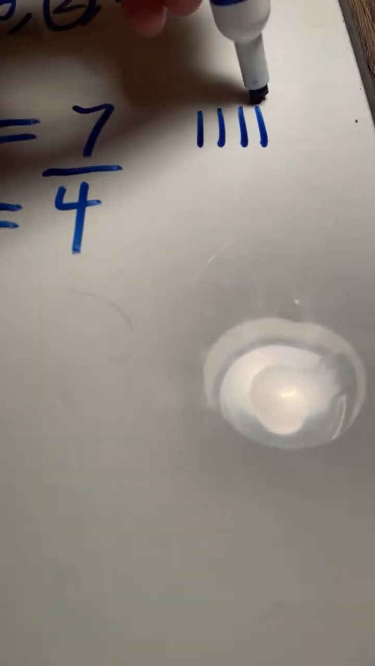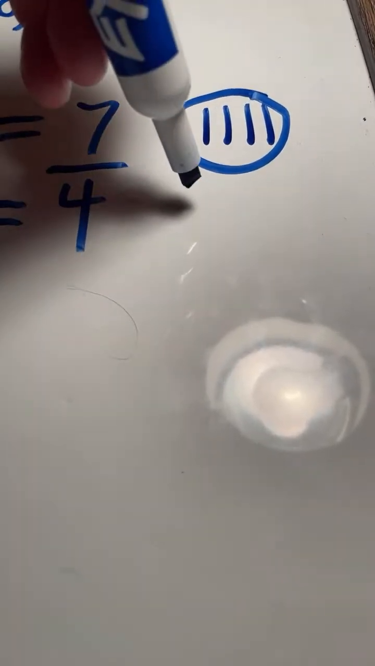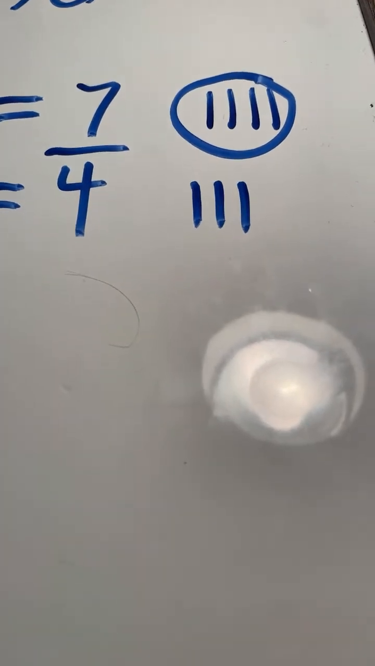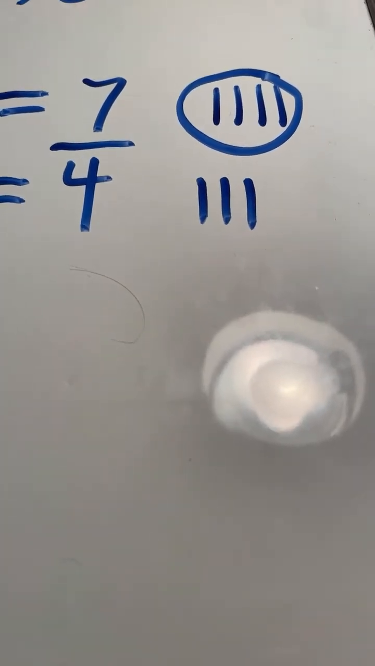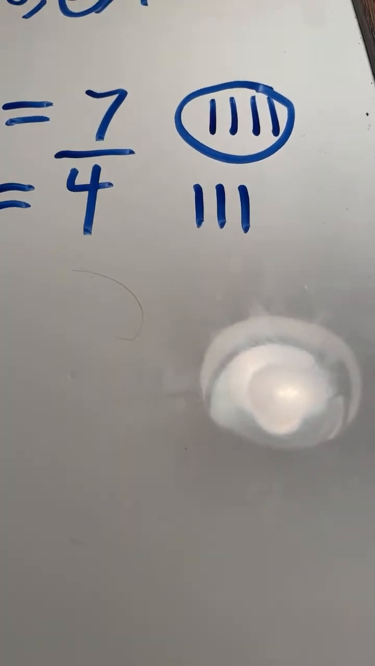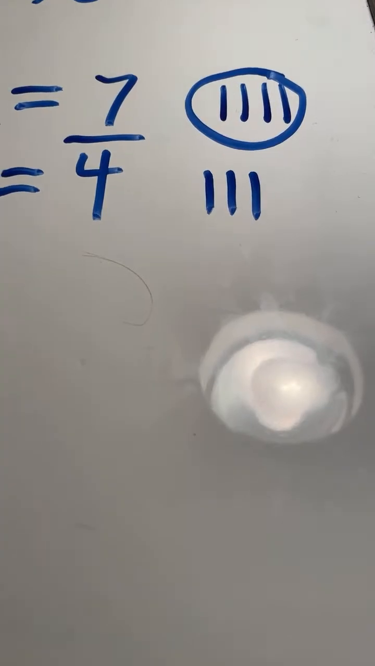So I'm going to make 7 total tallies. I'm going to make them in groups of 4. So 1, 2, 3, 4. That's one group of 4. 1, 2, 3. So I have my 7 total tallies, and I have one full group of 4. And then I have a remainder here, but I wasn't able to get a second full group. So 1 is our whole number.